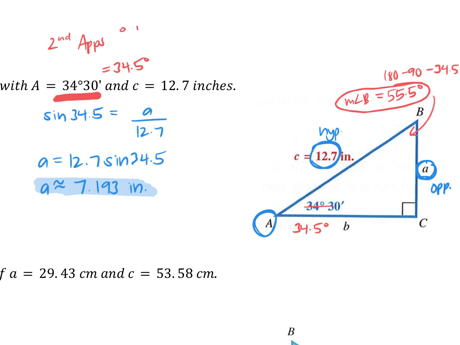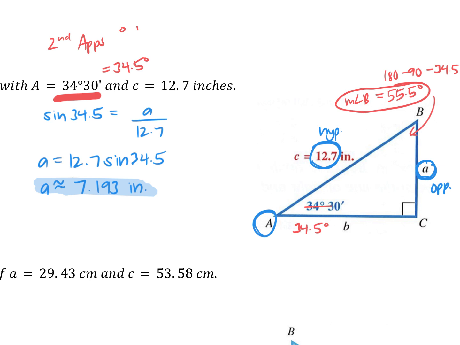Okay, so now that we know A, I'm going to solve for B, okay? Now, I usually just use the angle that I'm given, but could I technically use this 55.5 as well? Yes, I totally could. But let's just stay consistent. I'm going to use that angle A again, 34.5.